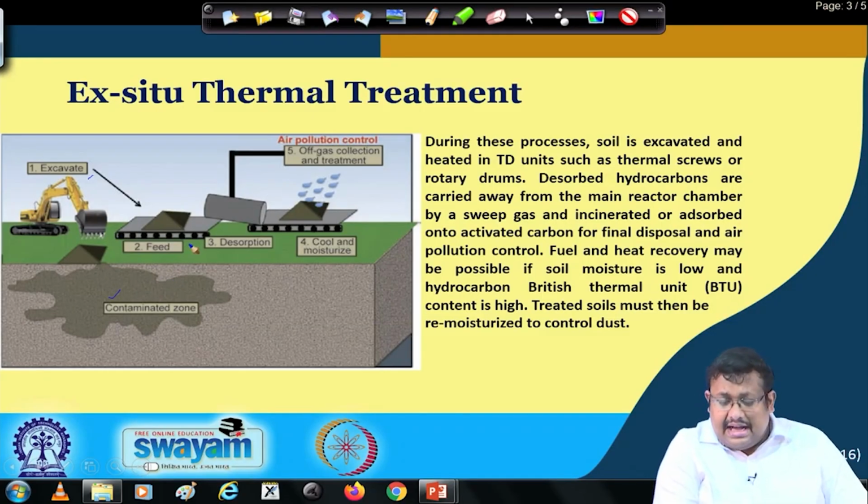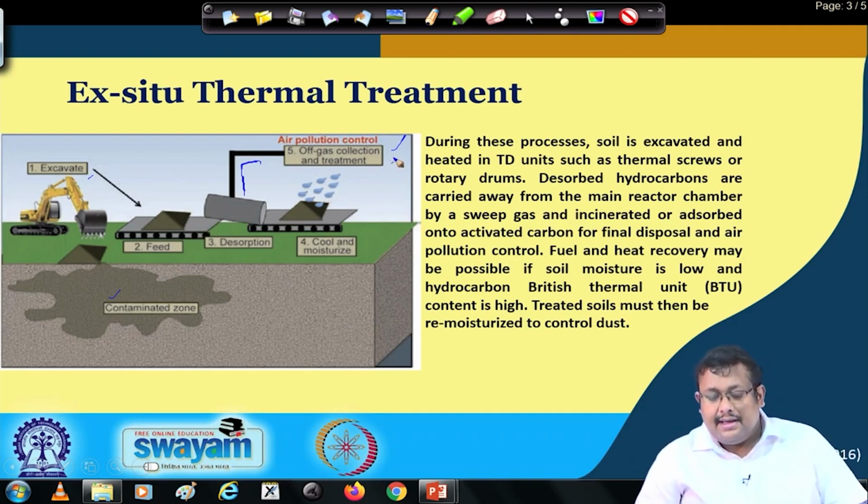So, you can see the dissolved hydrocarbons are carried away from the main reactor chamber by a sweep gas and incinerated or adsorbed onto the activated carbon for final disposal and air pollution control. This air treatment is done in this air pollution control unit, which is also called the off gas collection and treatment unit. Fuel and heat recovery may be possible if soil moisture is low and the hydrocarbon British thermal unit, generally called BTU, content is high, and treated soil must then be moisturized to control the dust.